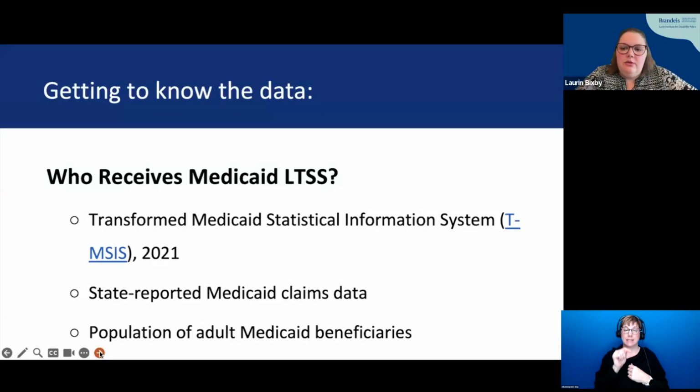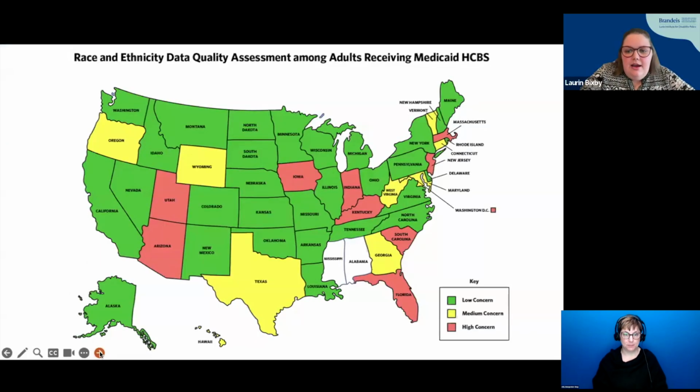While TMSIS is known as the most comprehensive data that we have on Medicaid for US states, there are some concerns that we want to point out, particularly with the quality of the data. So next slide, please. This US state map comes from a brief that we will be sharing hopefully very soon, where we assess the quality of race and ethnicity data, specifically among LTSS users. States are marked here in red, denoting high concern states, if 20 to 50% of adults with HCBS in that state are missing race and ethnicity data. This includes states like Massachusetts, New Jersey, Florida, Indiana, Arizona, Utah, Iowa, South Carolina, Kentucky, DC.